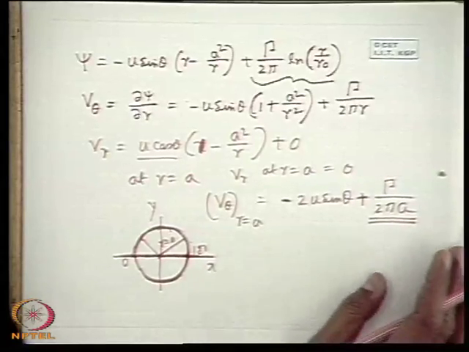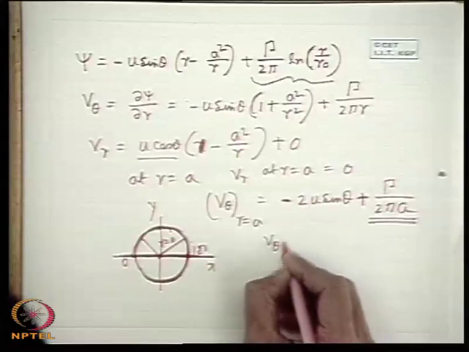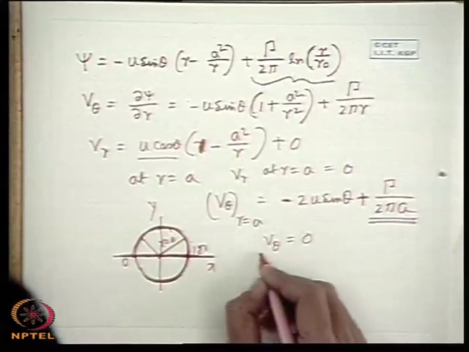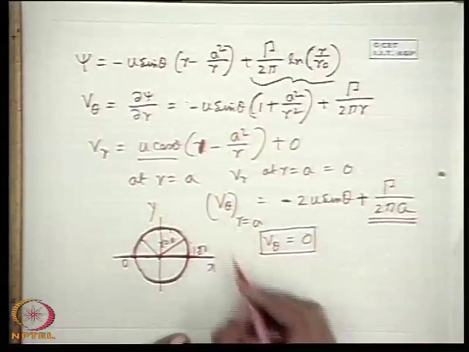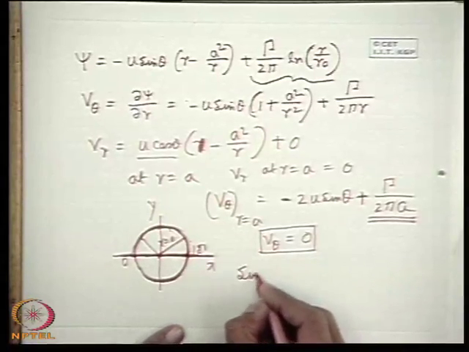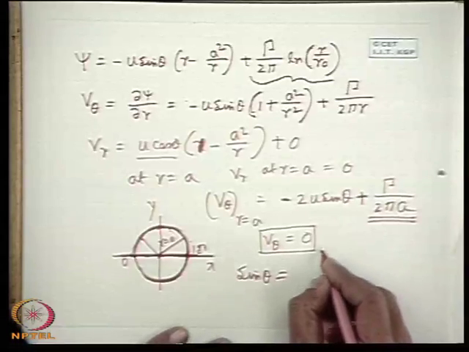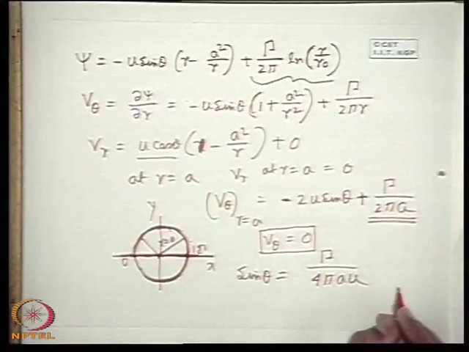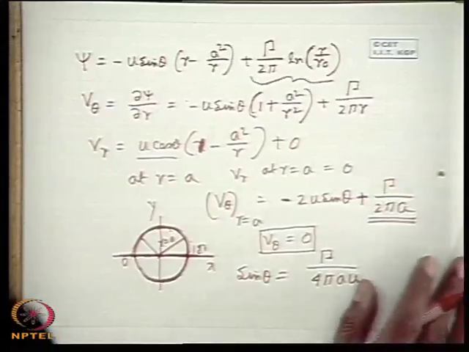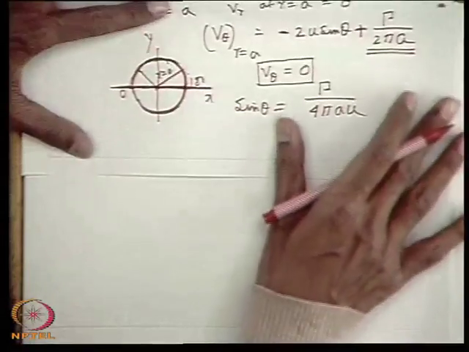Okay. Now let us find out the stagnation point. Where is the stagnation point? Where V theta is 0. If V theta is 0, we get sin theta is equal to gamma by 4 pi a u. Now, if we keep it here, we get sin theta is equal to gamma by 4 pi a u.